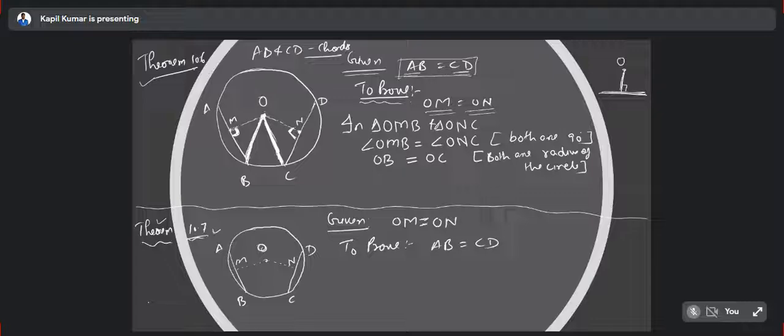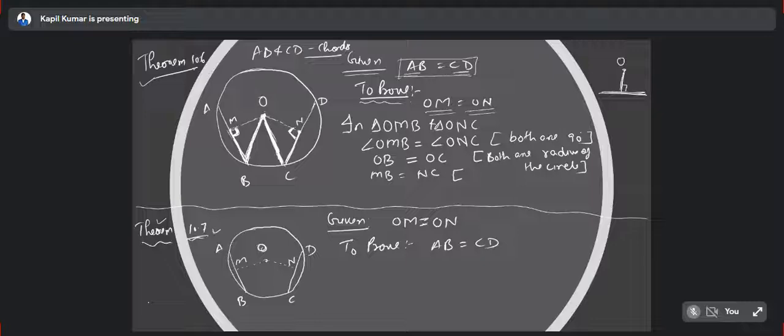And what is the last thing we can find to be equal? Let me write this. It is MB is equal to NC. This means the length M to B will be equal to N to C. So why will it be equal?